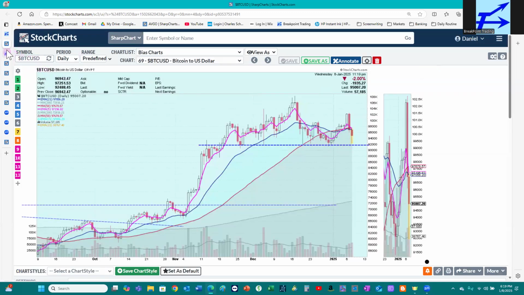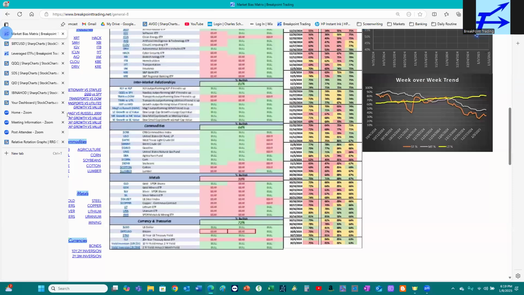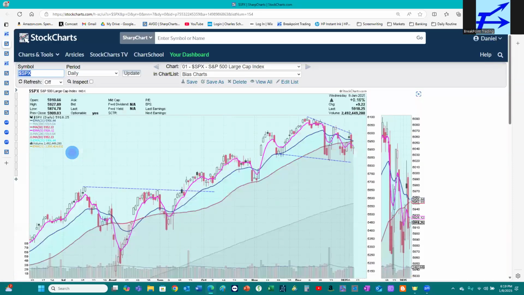If we go back and look at the S&P, which is up here, the S&P is the same thing. There's a little hammer right there. We're seeing that a lot on a lot of charts today. They sold off in the beginning of the day and bounced back right at the end.